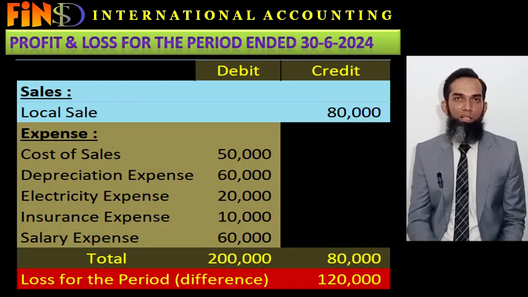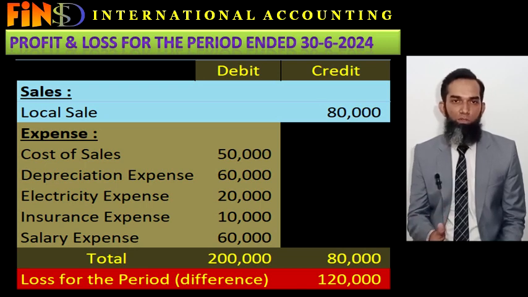If the sales are higher than the expenses, the bottom balance would be a profit. But if the expenses are overstated, or expenses are higher than the sales, this position shows a loss to the organization.